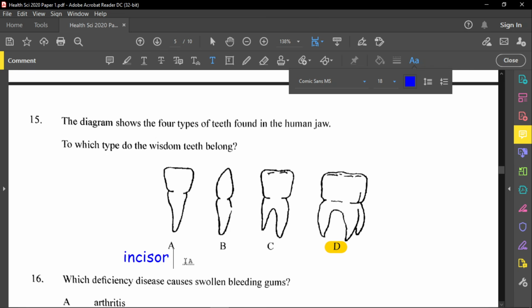Okay, so that's incisor. B will be the canine. And D and C will be the premolar. An easy way to know the premolar from the molar: you notice that the premolar will have 2 roots, while the molar will have 3, and they are larger, in fact. So you have a greater surface area for the molar. The molar has a larger surface area compared to the premolar, and also the roots will appear to be 3, and for the premolar only 2.